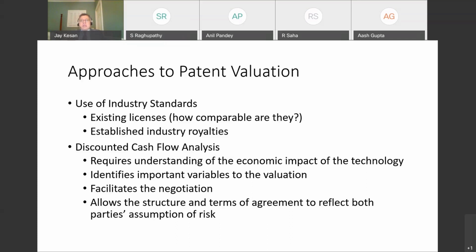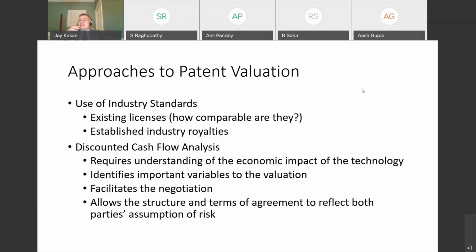The other very commonly used approach is discounted cash flow analysis, which simply asks you to look at the economic impact of the technology. If you deploy this product, how much investment do you have to make?